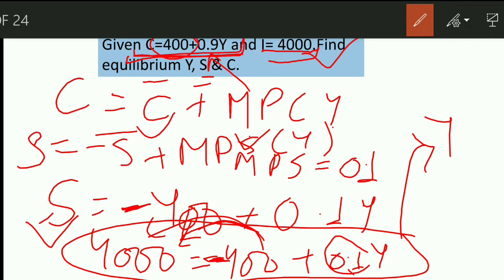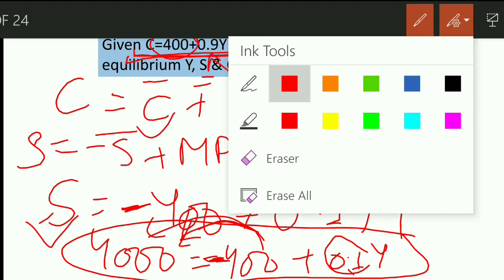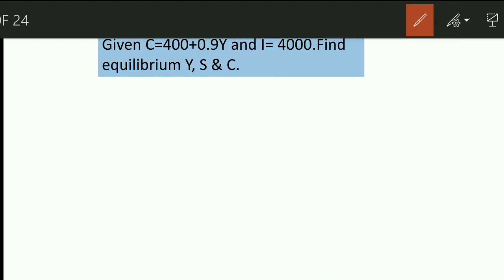So it will become equal to 4,400. So when 4,400 upon 0.1 will be there, it will become 44,000. All right. And the value of y will be 44,000. So y is clear to you. S you can find, S is already there with you because S is always equal to I, and investment is 4,000. So your saving will also be equal to 4,000.